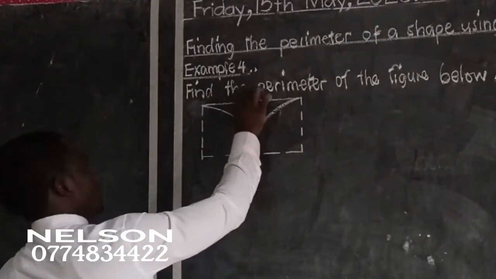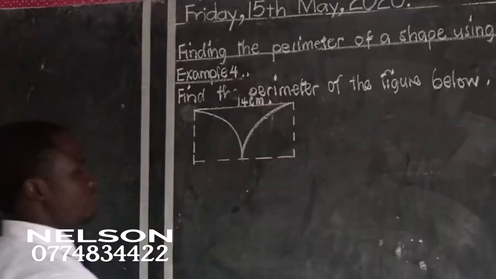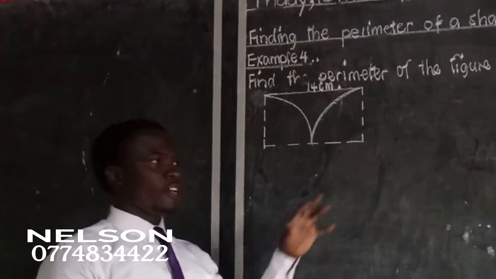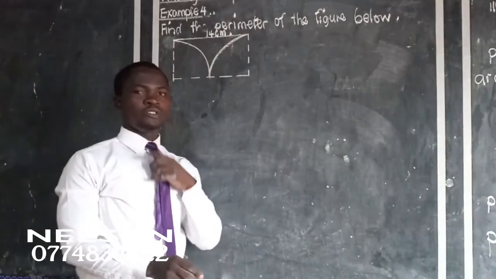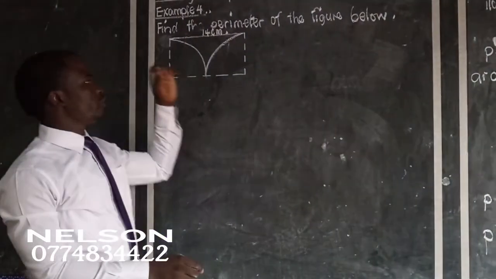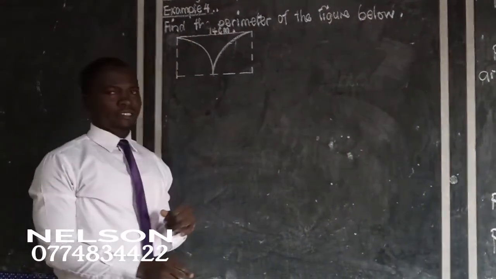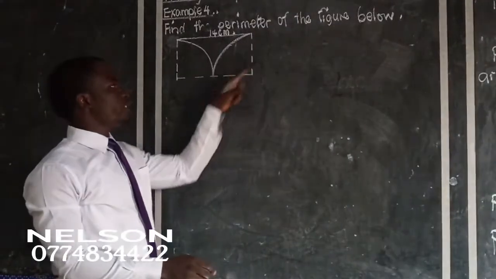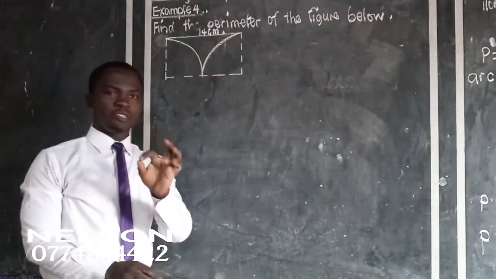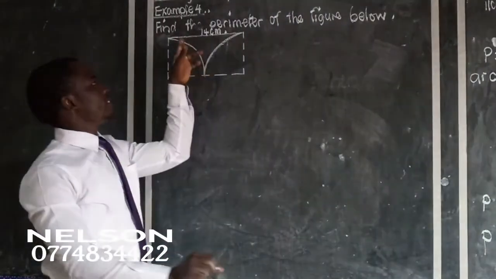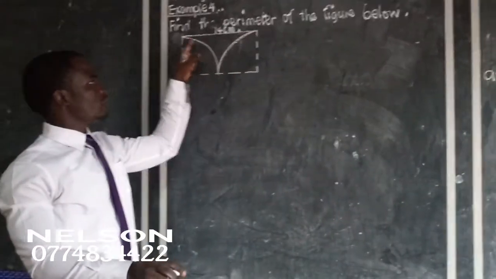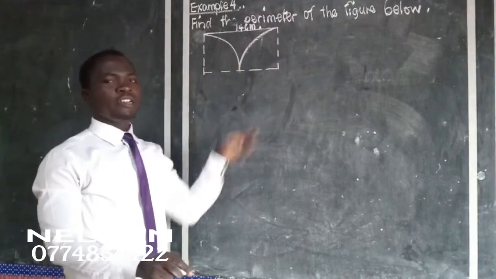We have 14 centimeters. There is a point that I wrote on the chalkboard when you were beginning this lesson. In the note, we say that the dotted lines are left out when you are finding the perimeter of this figure. So when you're finding the perimeter, only go to the lines which are thick. These ones here. With the dotted ones, leave them.